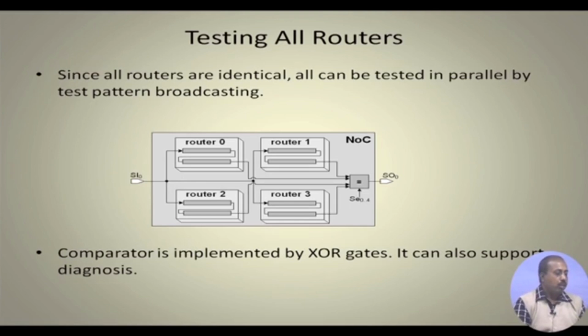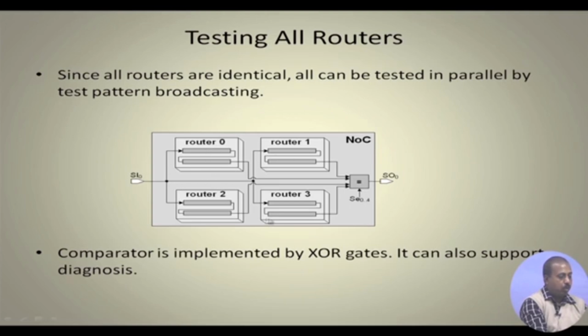Since all routers are identical, all can be tested in parallel by test pattern broadcasting. As I have already said, the same test pattern is sent to all of them. From the scan input, we can send the test patterns to all the routers, assuming that we have got the scan chains for configuring the control logic, and the first location of the FIFO is also configured as a scan chain. Through that scan chain we can send in the test patterns in a broadcast mode.